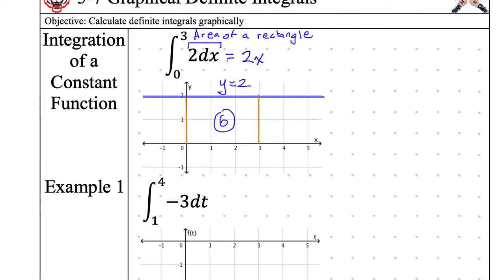I'm going backwards. So 2x and then an evaluation bar between 0 and 3, and then I plug those in. Plug in 3, it's going to be 2 times 3, minus, and then I plug in 0, 2 times 0. That's going to be 6 minus 0, which is just 6. So analytically, it matches up, right? Yes. The graph matches the stuff that we were doing yesterday.